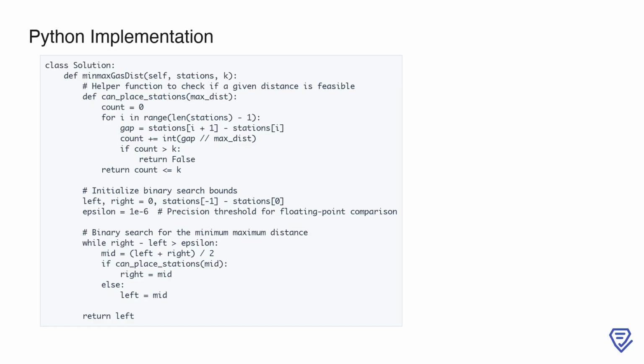Within the binary search loop, the midpoint mid of the current range is calculated. If it is feasible to achieve a maximum distance of mid, using can_place_stations, the search narrows to the left half by setting right equals mid. Otherwise, the search narrows to the right half by setting left equals mid. The loop continues until the range is smaller than epsilon, at which point left is returned as the minimum possible maximum distance. This approach ensures an efficient solution with logarithmic complexity in the binary search and linear complexity for the feasibility check, resulting in an overall time complexity of O(n log d), where n is the number of stations and d is the range of the search space.